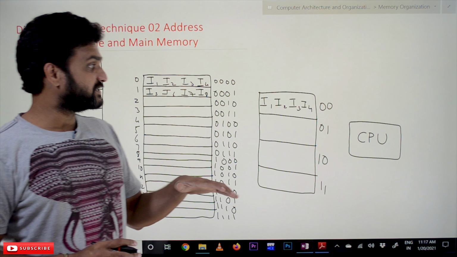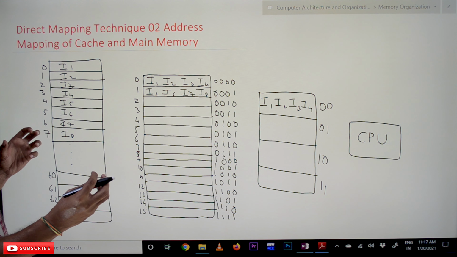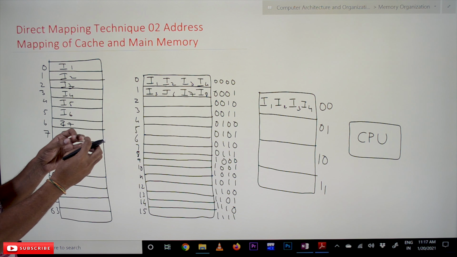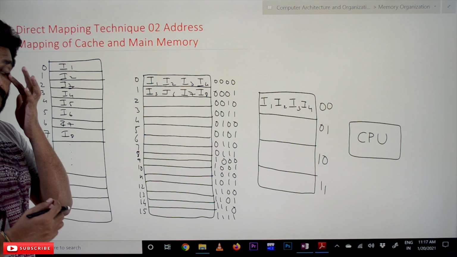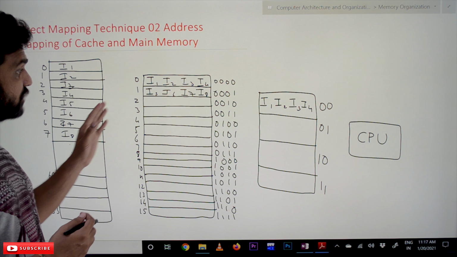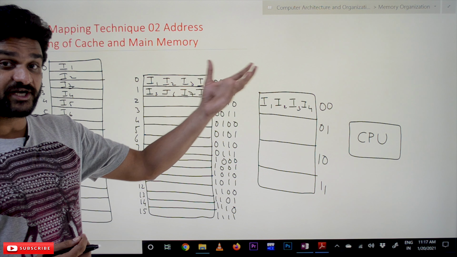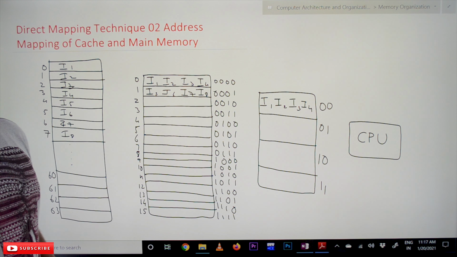Now coming to this class, here we will try to understand how the direct mapping technique gets implemented in real-time scenarios, in the sense that whenever instructions are getting executed on the computer, how the address mapping of the address generated by the CPU will happen. All those concepts we will try to understand in this class.